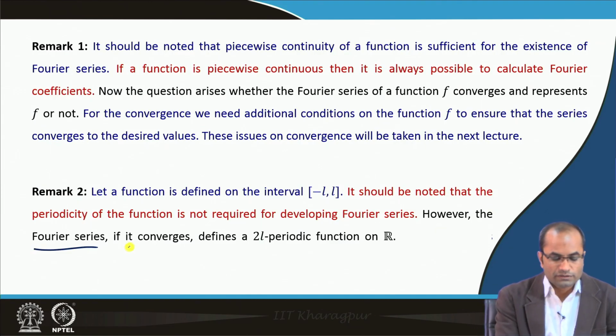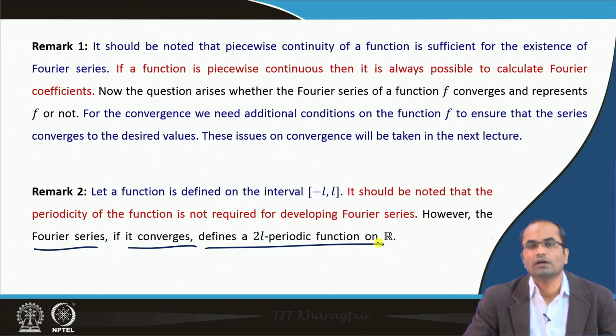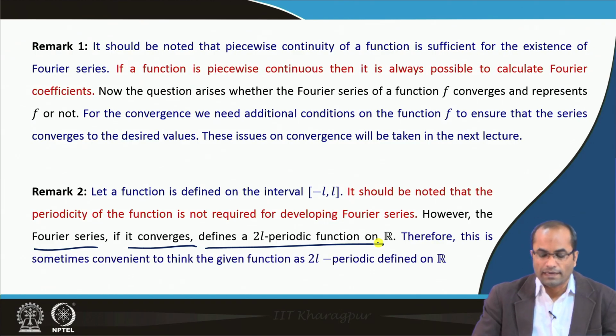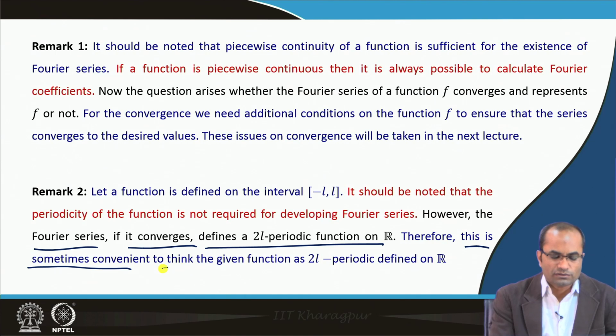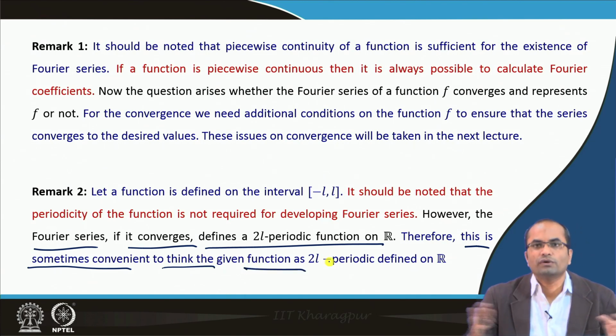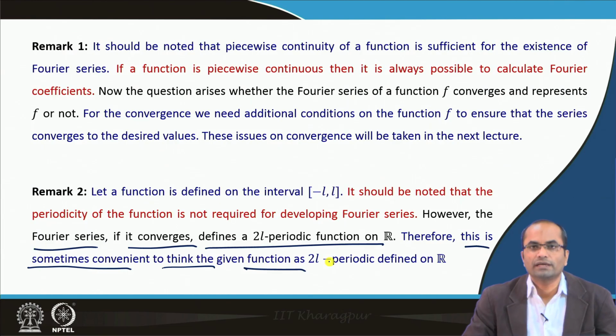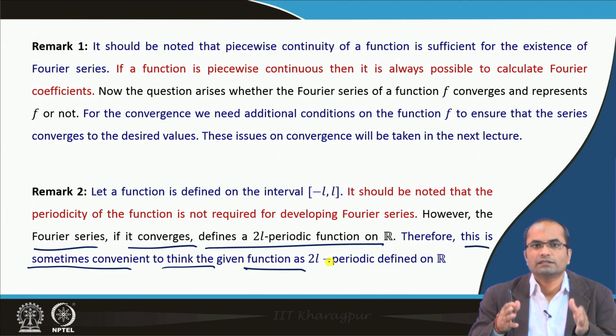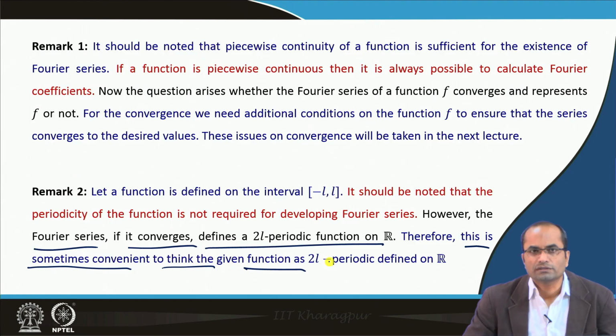However, the Fourier series, if it converges, will define a 2L periodic function on R, and therefore it is sometimes convenient to think always that the given function is a 2L periodic function defined on the whole R, but as such it is not required. A function is given in some domain, we can write down its Fourier series, and if this Fourier series converges, it will converge to a periodic function. In one period, the function will be exactly the same which we have used for constructing the Fourier series.